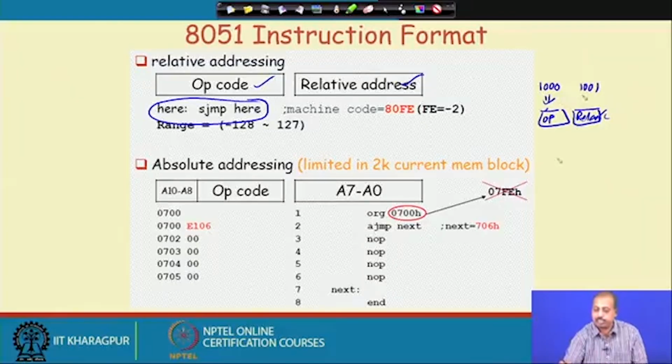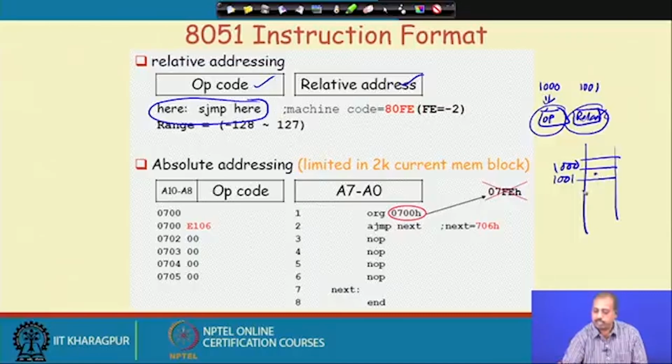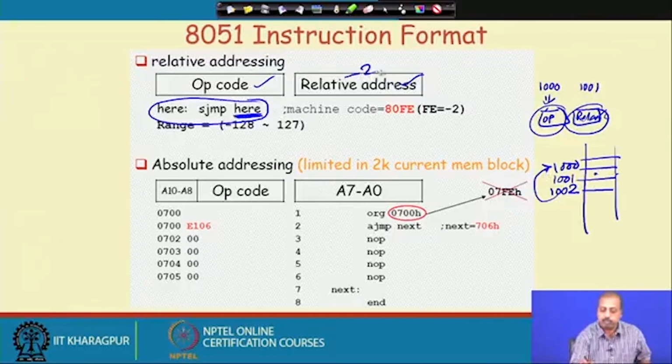So, if you look into the memory, at location 1000 you have the first byte, the opcode, and at location 1001 you have the second byte, this value. After that the PC value becomes 1002. When this instruction has been fetched by the processor, the PC value is 1002. From there we want to go back to the SJMP, which is at 1000. So, from 1002 we want to go back to 1000, that is, back by 2 locations. So, this relative address becomes -2.